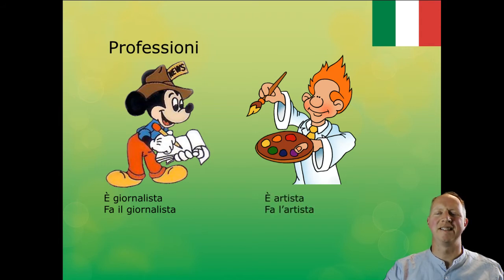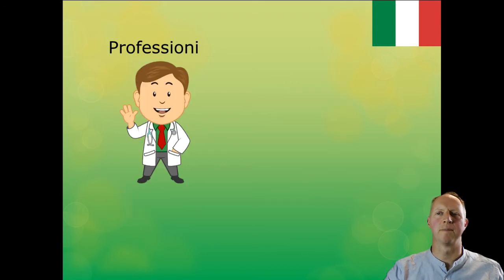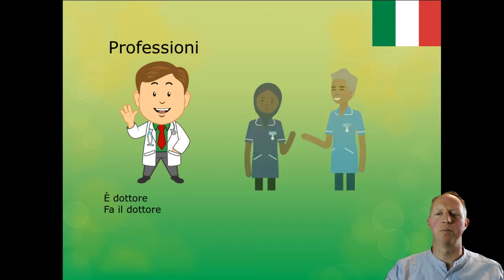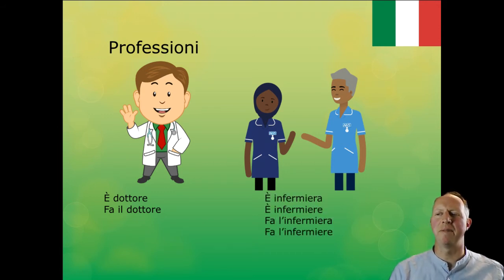Artist, artista. So è artista, he is an artist, or fa l'artista, he works as an artist. Okay, a doctor is un dottore. So he is a doctor, or she is a doctor, è dottore, or actually the female form would be dottoressa. And he works as a doctor, fa il dottore. And a nurse is infermiera for female, infermiere for male.